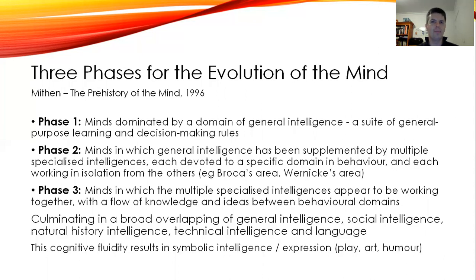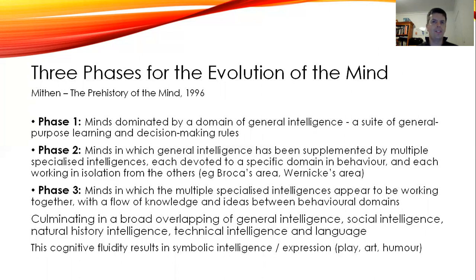But the basic idea that Mithen has is that at a very early stage of the evolution of the human brain, there was just one single general intelligence. But over time, the minds of the creatures that had these brains developed new specialized intelligences in the areas of social intelligence, the ability to use tools, so technical intelligence, understanding of nature, and other specializations. And so these were fairly distinct specialized parts of the brain.